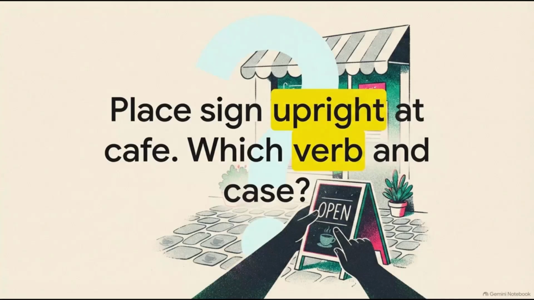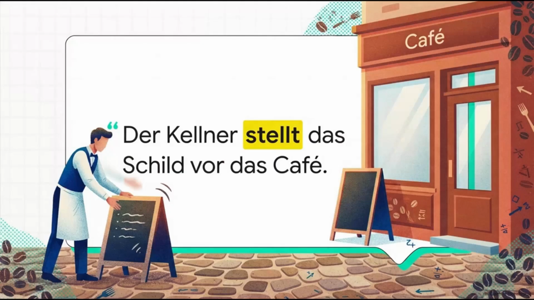Final question, scenario 5. The waiter actively places a sign upright in front of the cafe. We've got an active movement, the sign is upright, and it's moving toward a specific location. Give me the answer. And there it is. You nailed it. It's vertical placement action.